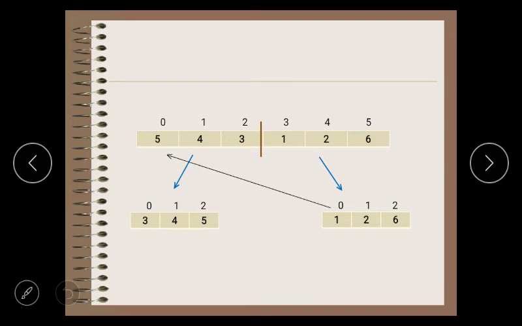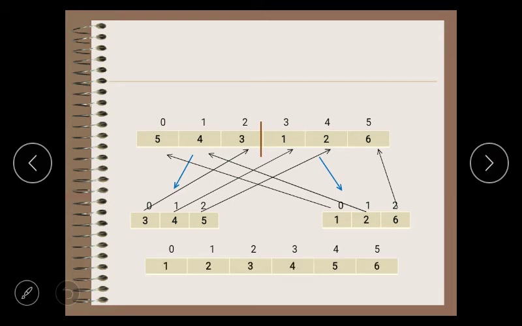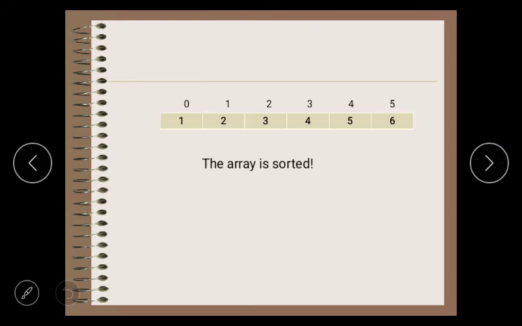Now the 1 will replace the 5, 2 will replace the 4, 3 will replace the 3, 4 will replace the 1, 5 will replace the 2 and 6 stays 6 only. So this is how we need to rearrange the elements in ascending order. At last we will get the array like this. Yes, the array is sorted now. So this is how we do merge sort in an example.